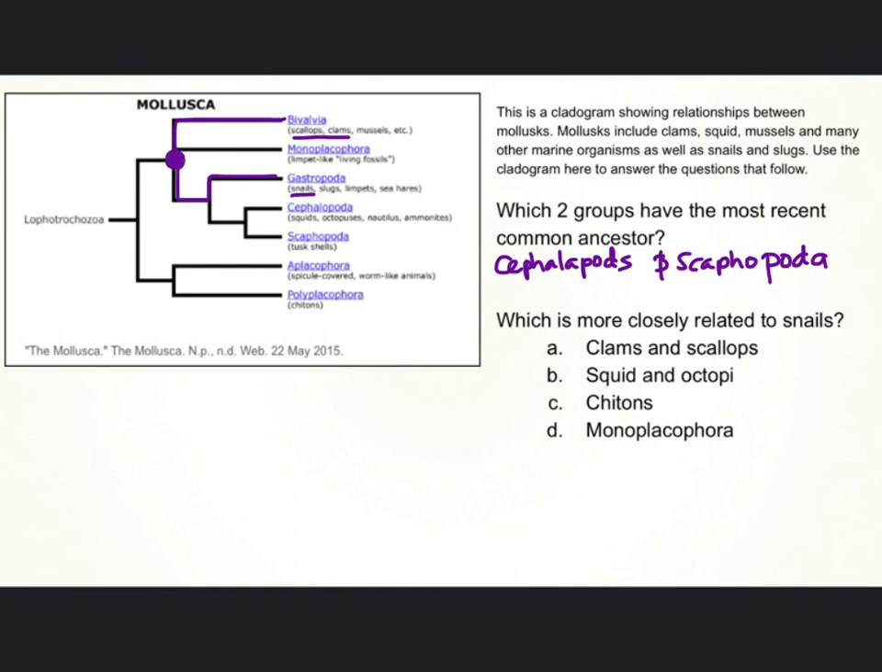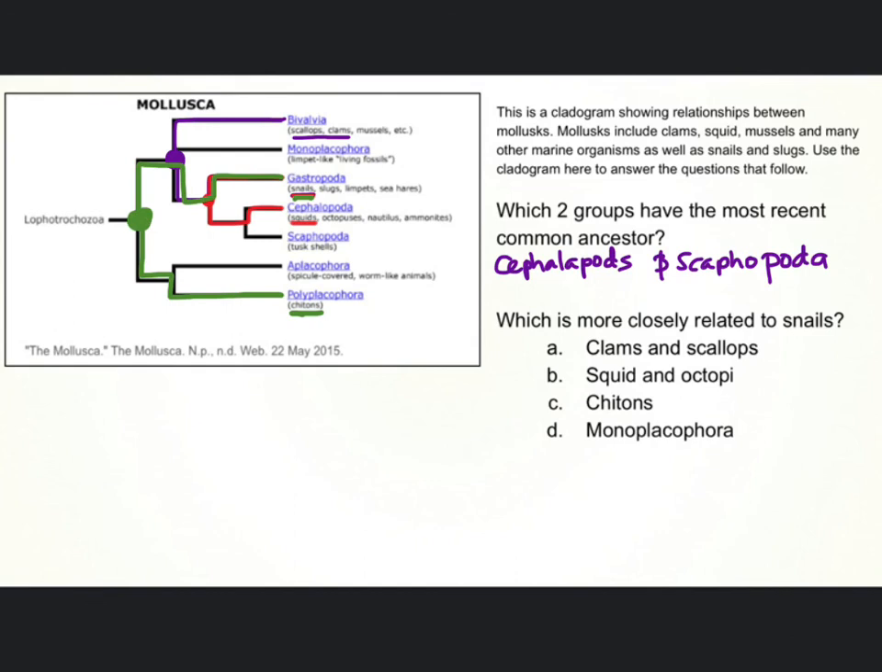Okay, so there's that. What are my other choices? Squid and octopi. So that's here. Most recent ancestor with snails would be there. Okay. Chitons. What the heck's a chiton? Does it matter? Nope. They're actually pretty cool, but it doesn't matter. Whoa, those guys haven't been related to snails in a long time.